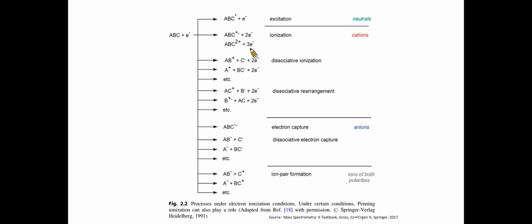This figure illustrates the possible processes under electron ionization conditions. Electron capture is rather unlikely to occur with electrons of 70 electronvolts since EC is a resonance process. No electron is produced to carry away the excess energy. Electron capture only proceeds effectively with electrons of very low energy, preferably with thermal electrons.